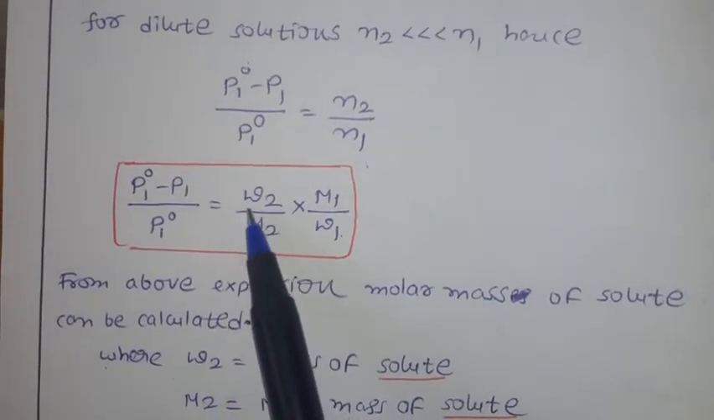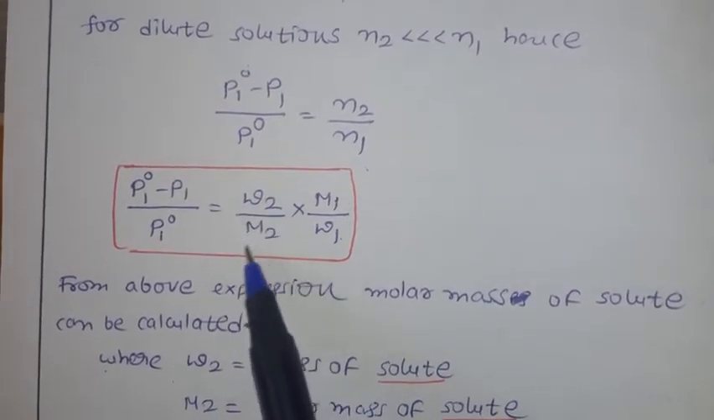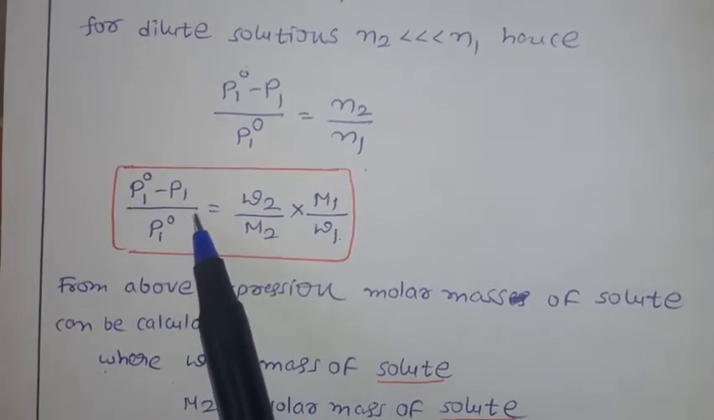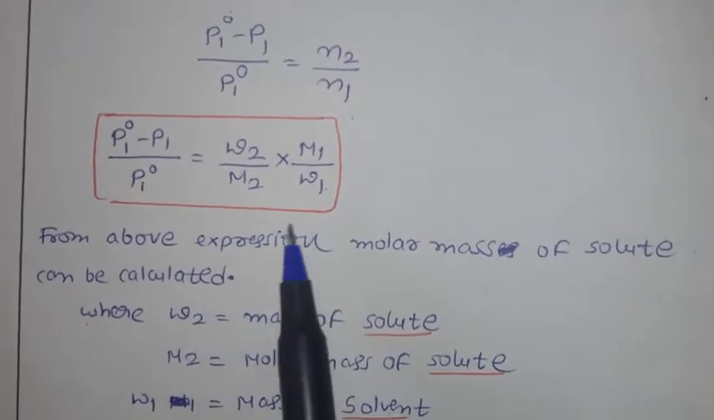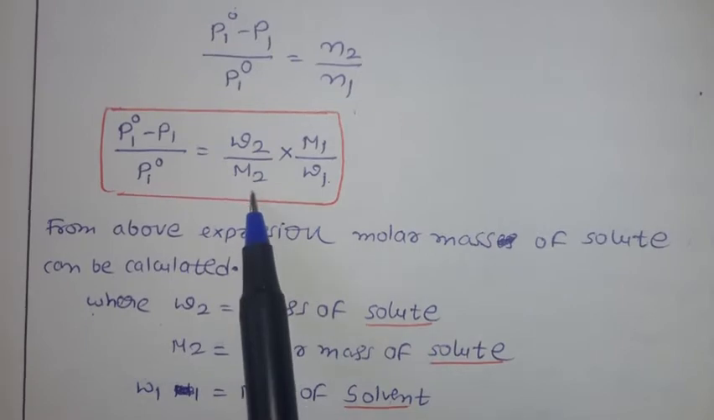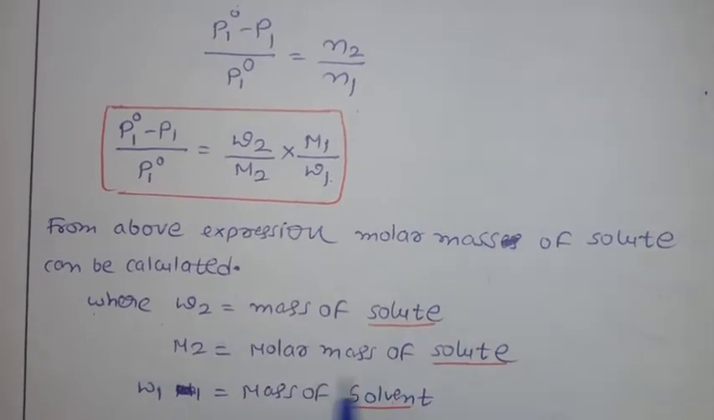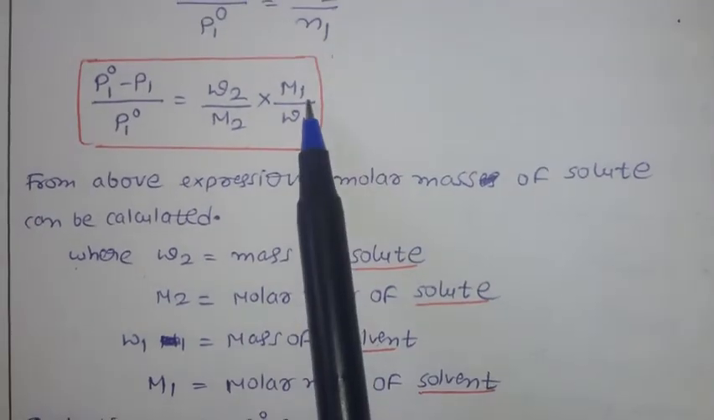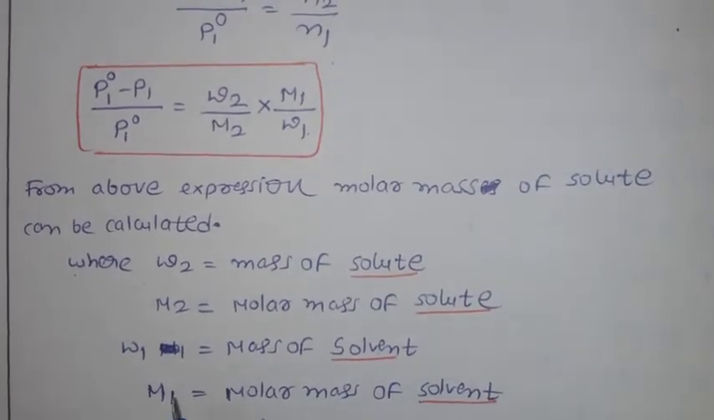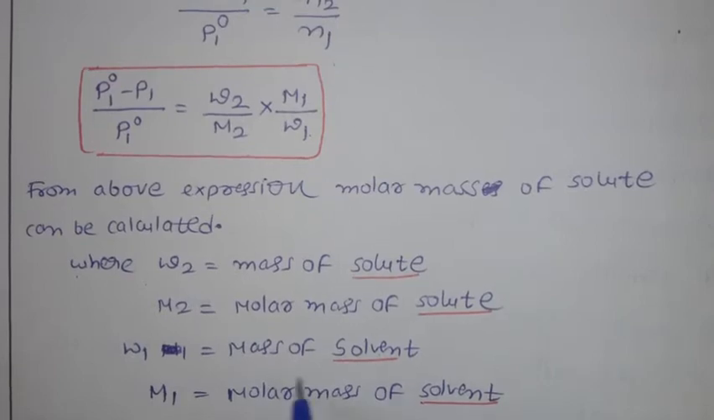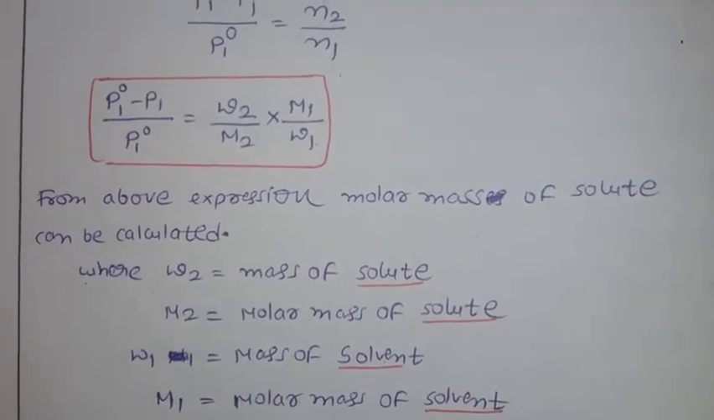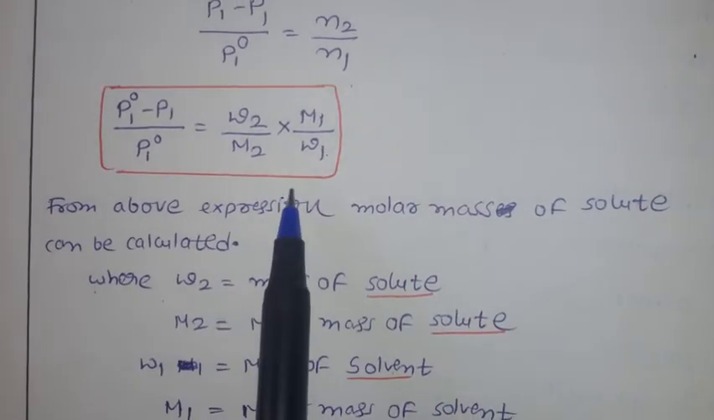So here our target is to find out the molar mass of solute, M2. We can find it by using colligative properties. Now let us see: W2 means mass of solute, M2 means molar mass of solute, M1 means molar mass of solvent, and W1 means mass of solvent. This is the solvent and this is the solute. Now let us see a numerical problem based on the relative lowering of vapor pressure.